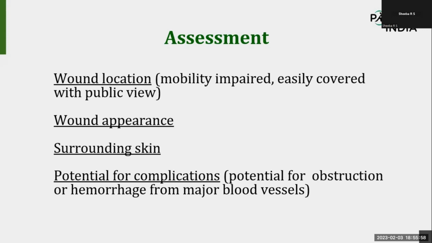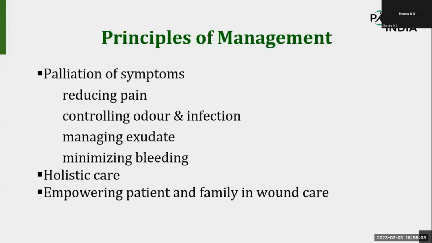education to the caregivers. Coming to management, the principle of managing fungating ulcers is to relieve their symptoms, like palliation of symptoms. If they have pain, you can give some analgesics beforehand and manage their pain first, and then you can do the wound management. If they have an infection, you can give topical or systemic antibiotics. That way we can reduce the infection.